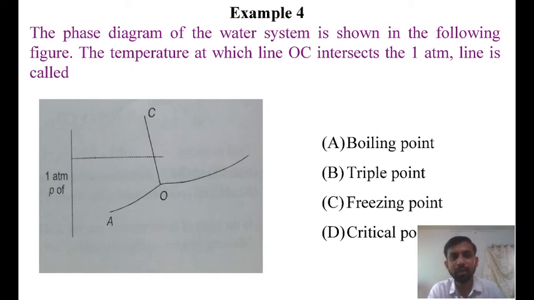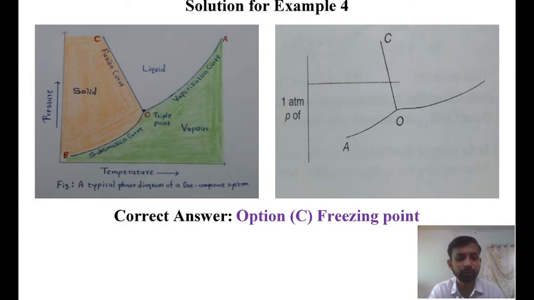The phase diagram of the water system is shown in the following figure. The temperature at which line OC intersects the 1 atmosphere line is called as boiling point, triple point, freezing point and critical point. Now see the solution for this example.